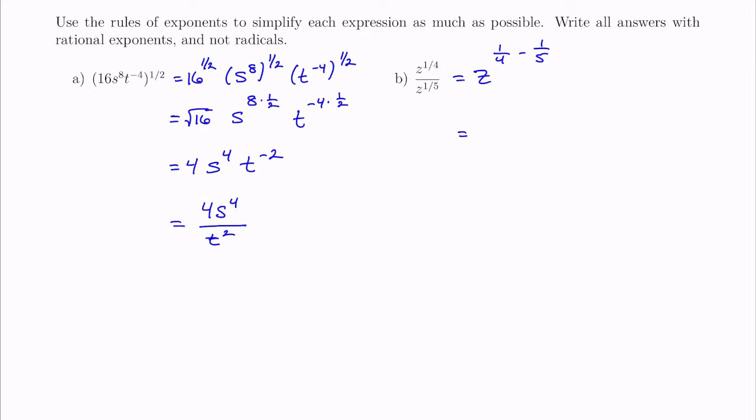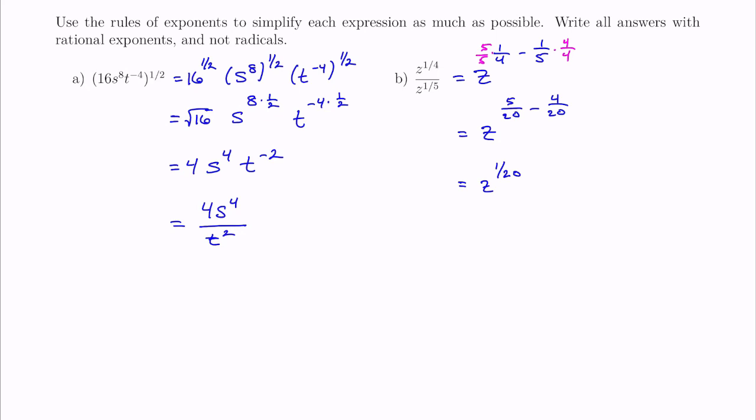The common denominator for 1/4 and 1/5 would be 20. So I would end up multiplying the 1/4 fraction by 5 over 5. And I would end up multiplying the 1/5 fraction by 4 over 4. So this would become z to the 5/20 minus 4/20. Carrying out that subtraction, 5 over 20 minus 4 over 20 leaves me with 1 over 20.